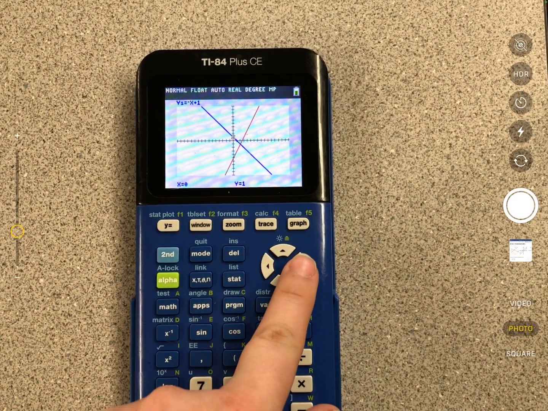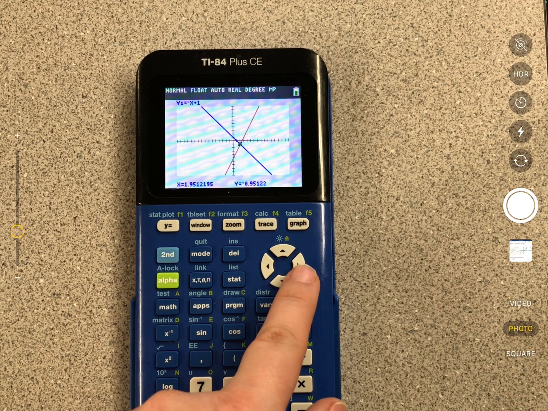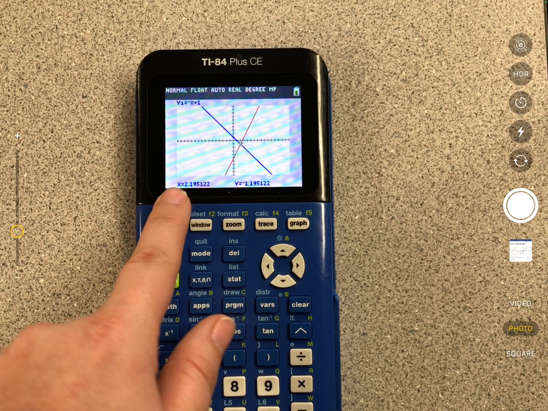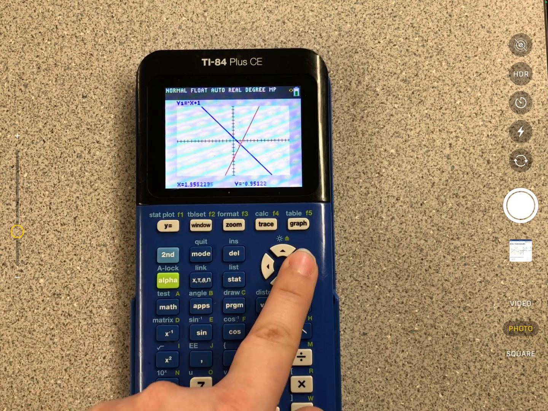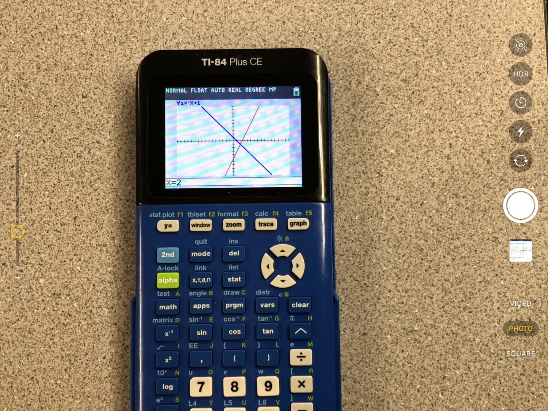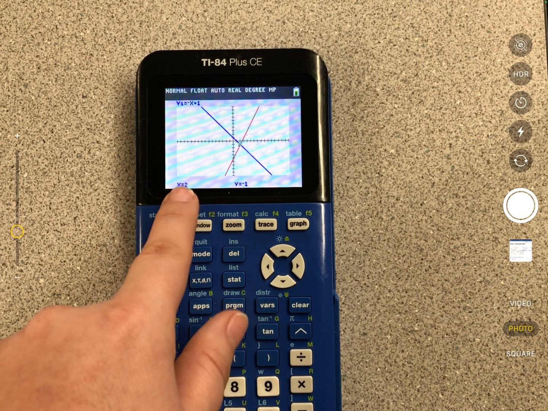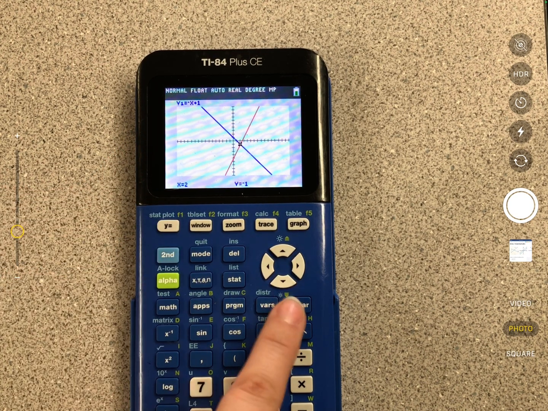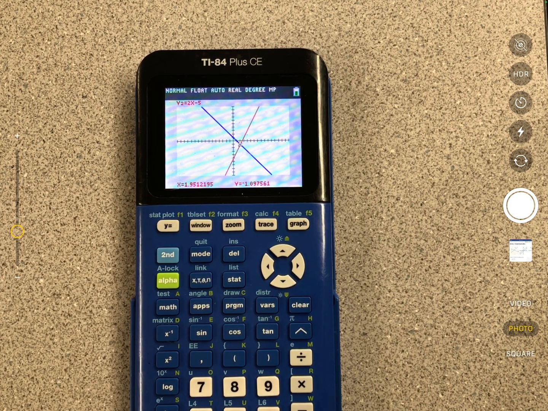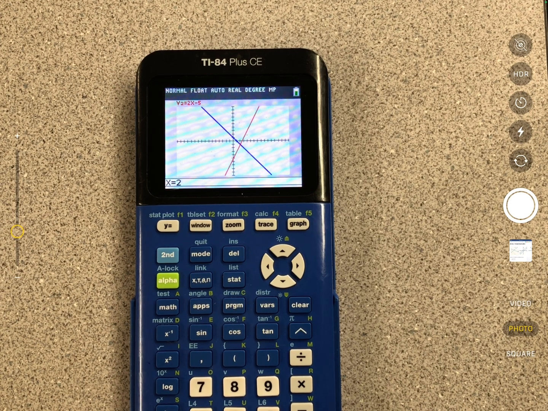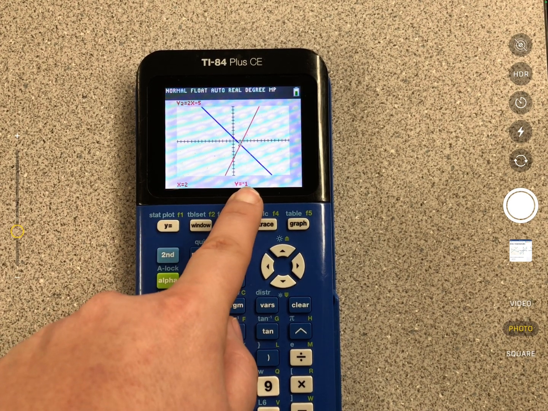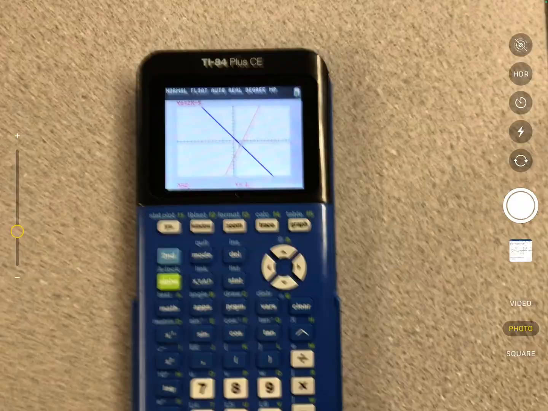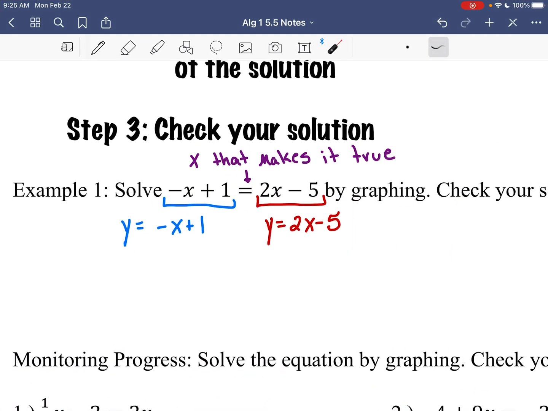So I'm going to trace. I'm going to trace over and try to approximate where I think it is. It looks like, if I look at my x's here, it looks like it's here around 2. So I'm going to type in a 2. Yep, 2 gave me a negative 1 on the blue. Now I arrow down to get on the red, and I'm going to try 2 on the other one. 2 gave me a negative 1 on the red. So a 2 gives me the same thing on both sides, so that tells me an x of 2 works.